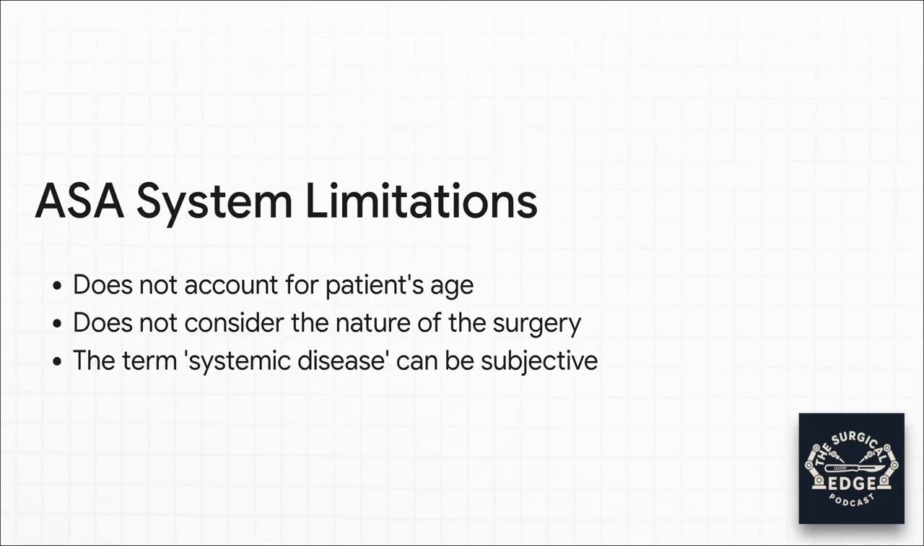The main challenge with the ASA score is what it leaves out. It doesn't factor in the patient's age, and it doesn't consider the specific surgery being performed. On top of that, the term systemic disease can be pretty subjective, which can lead to different scores from different assessors for the same patient.